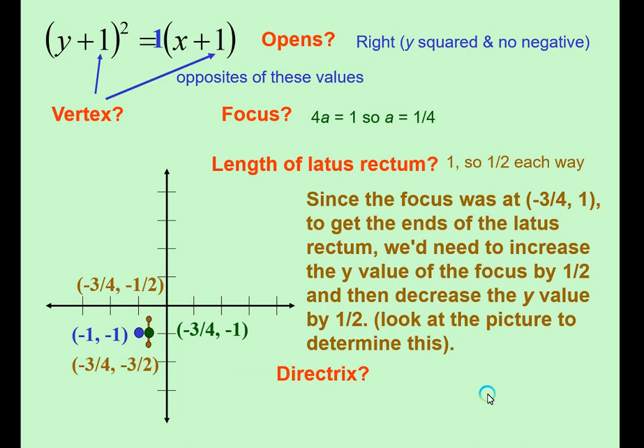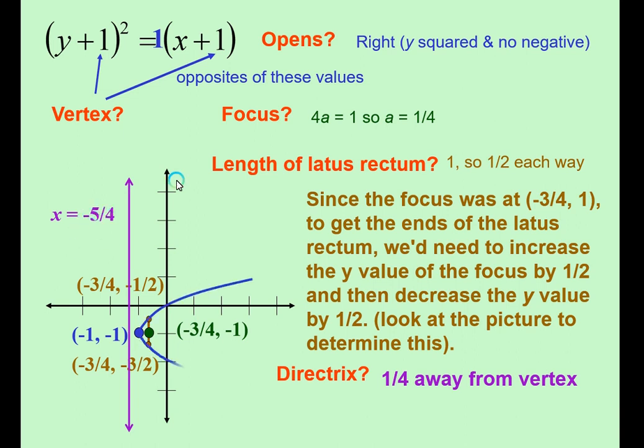Where is our directrix? Take note that the directrix is on the opposite side of the parabola in our graph. So from our vertex, which is -1, -1, we just add the value. So -1 plus our a, 1/4, will be 1/4 away from the vertex, which is represented by -5/4. So we will have the graph of the parabola represented by this curve.